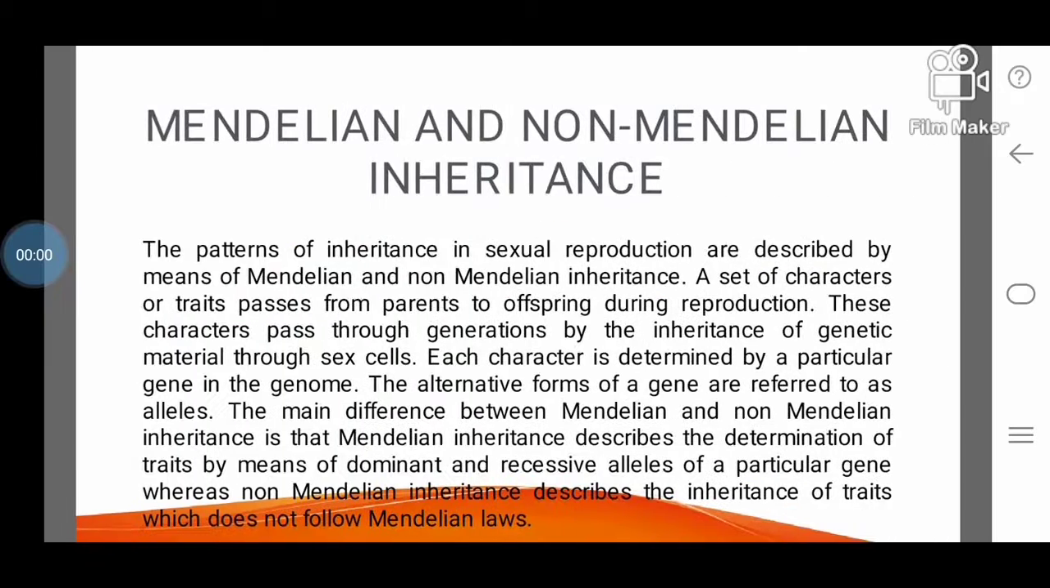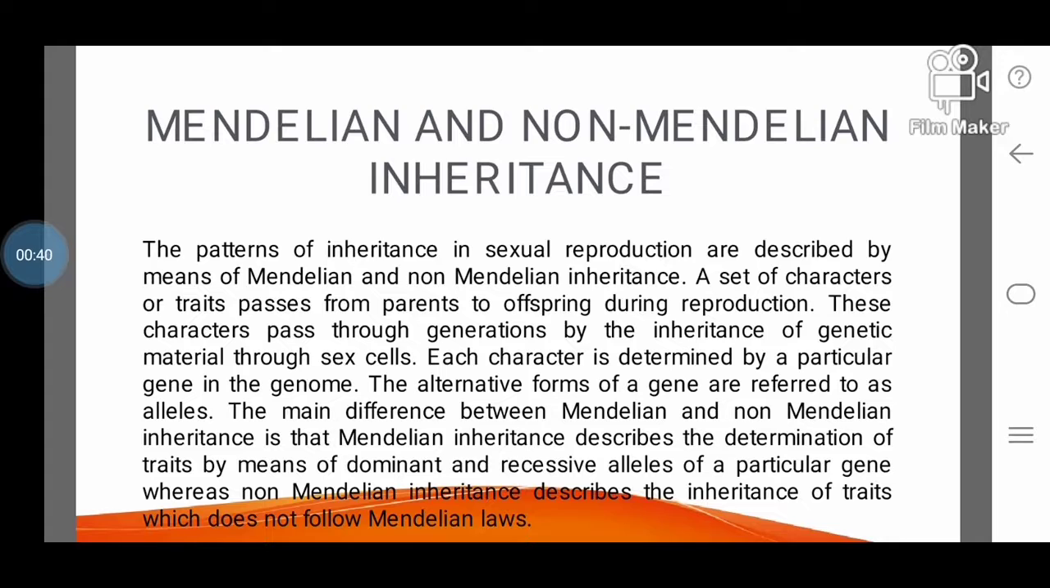Mendelian and non-Mendelian inheritance. The patterns of inheritance in sexual reproduction are described by means of Mendelian and non-Mendelian inheritance. A set of characters or traits passes from parents to offspring during reproduction. These characters pass through generations by the inheritance of genetic material through sex cells. Each character is determined by a particular gene in the genome. The alternative forms of a gene are referred to as alleles.